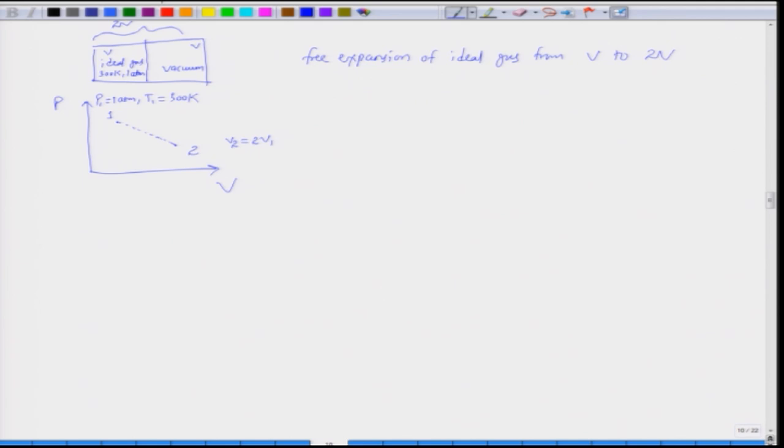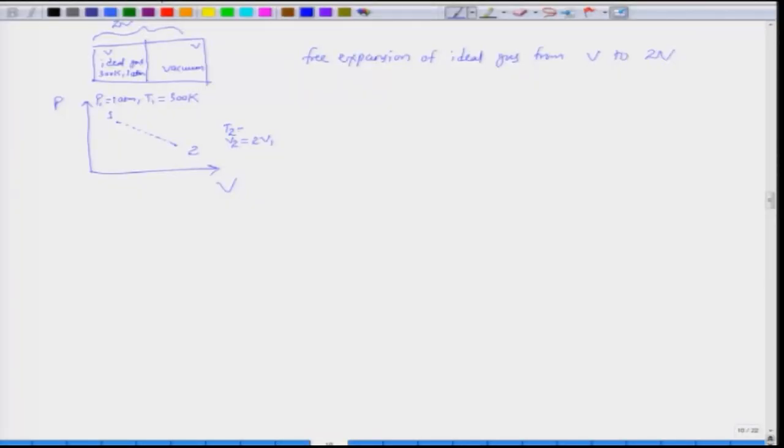Now since there is a free expansion, there is no work done, right, there is no external heat, so the internal energy of ideal gas does not change, because internal energy of an ideal gas is a function of only temperature, right. Since there is no change in internal energy, there is no change in temperature, right. So T2 remains 300 Kelvin. So how do we evaluate the entropy change for this process? This is an irreversible process, that is why we denote this by a dotted line.